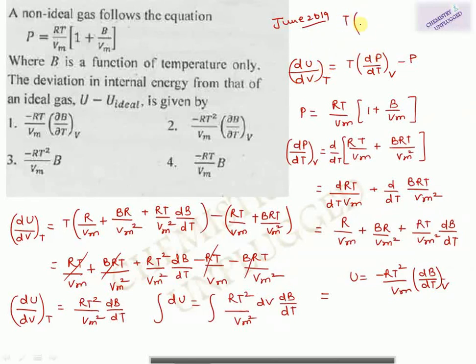You can solve it directly for ideal gas: when you place the value of P here, you will get RT over V at constant V minus P. So it will become RT over V minus P, and it is also equal to P, so you will get 0. So the value of U ideal is 0, and you will get this value directly. So it is option 2. This will be your correct answer.